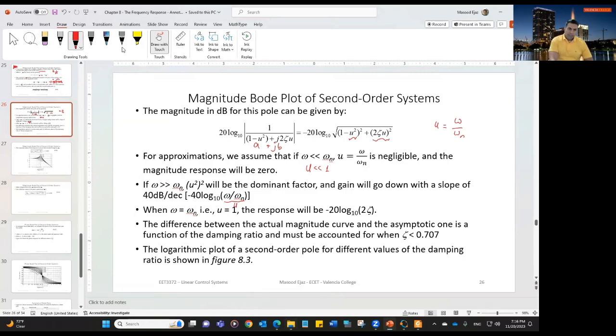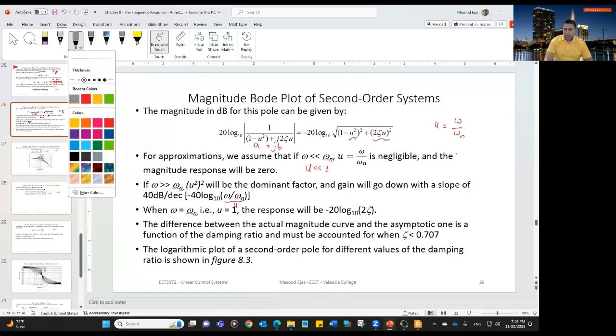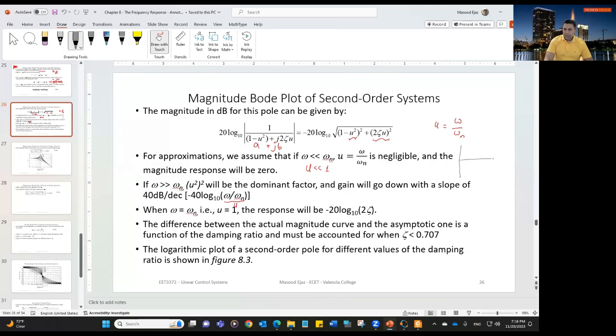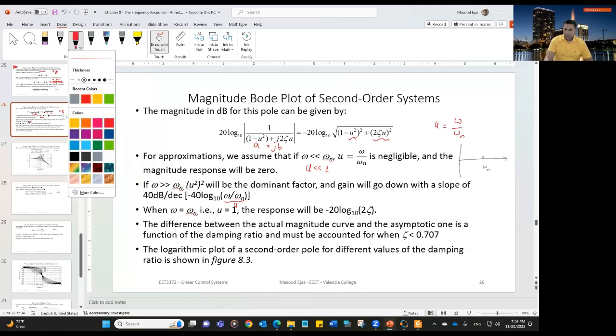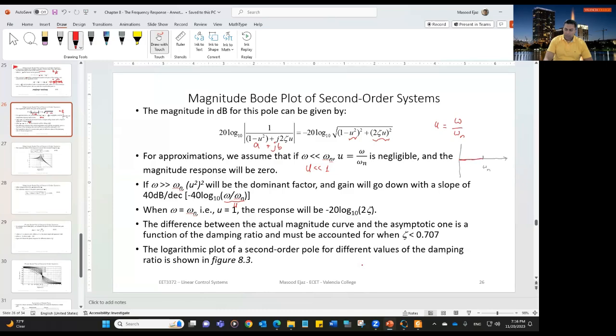So if you're plotting this, you have an asymptote. Asymptotically, it's going to reach. So let me show that. If you have a second order, and let's say this is omega n, then we have one line like this, and then we have one line like this. And this slope is negative 40 decibel per decade.